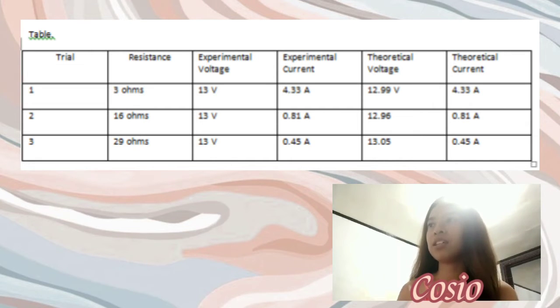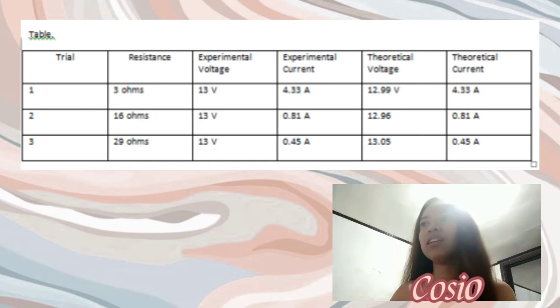For the theoretical voltage, we multiplied the 4.33 ampere by the 3 ohms, which is the resistance, that equates to the value of 12.99 volts, which is our theoretical voltage. And to get the theoretical current, we then divided the 13 volts by the 3 ohms, which is the resistance, that resulted to 4.33 ampere.